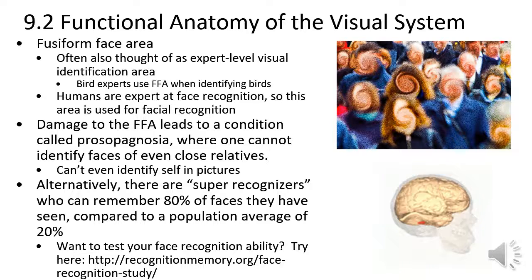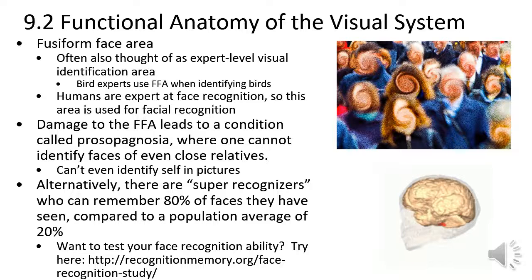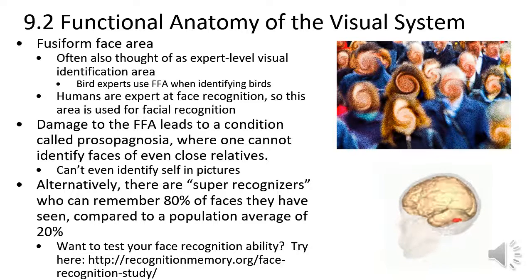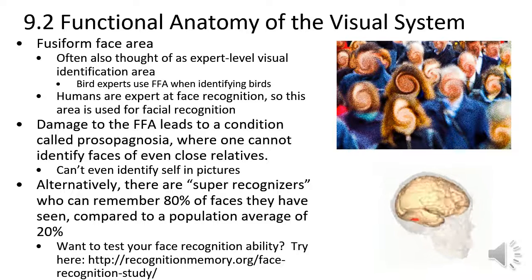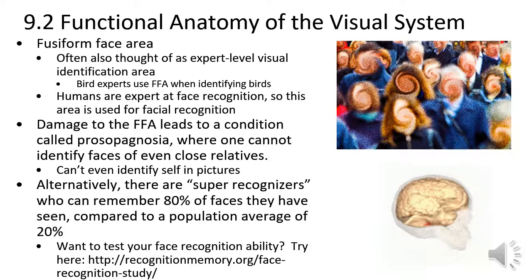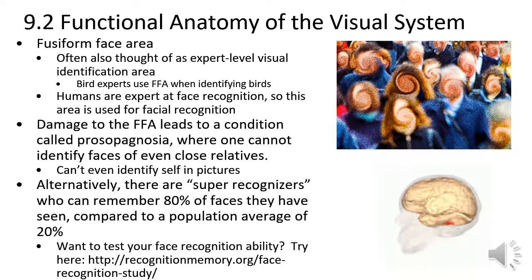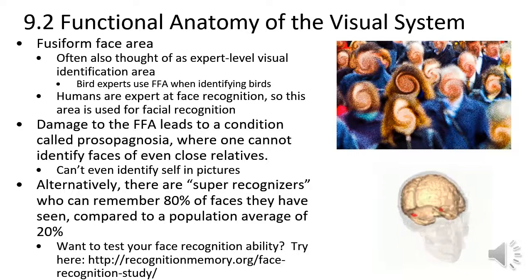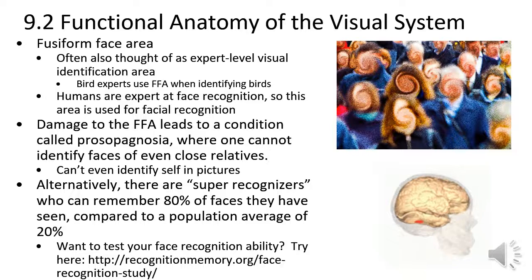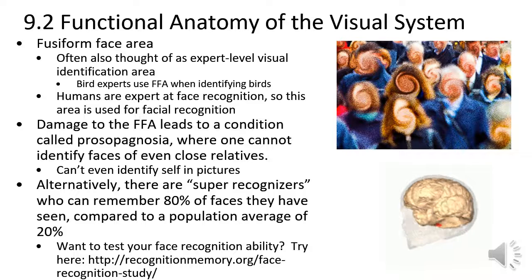People who are experts in other recognition, like bird experts, for example, use the fusiform face area when identifying birds, leading us to believe that this is also just an area that is used for expert visual identification of objects. Damage to the fusiform face area leads to a condition called prosopagnosia, where a person cannot identify faces, particularly familiar faces. So even the faces of close relatives cannot be identified. Some people even report that they can't identify themselves in pictures. They'll be looking at pictures of people and will say, "Who is this? Is this me?" in the picture. They won't be able to recognize their own face.